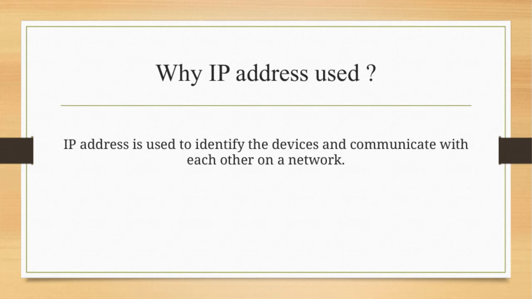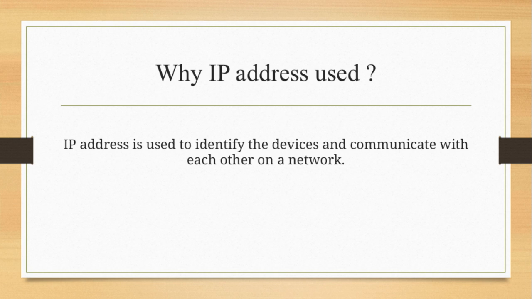So, an IP address is essentially like a unique identifier for each device on a network. It helps devices find and recognize each other, kind of like a home address. When devices want to communicate, they need this address to send and receive information accurately.